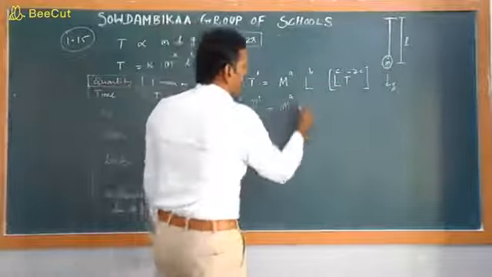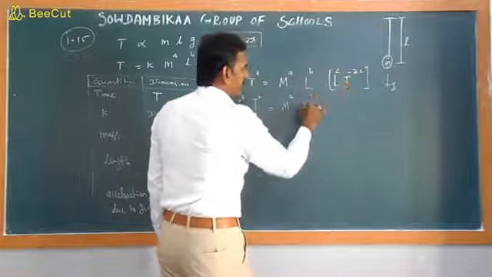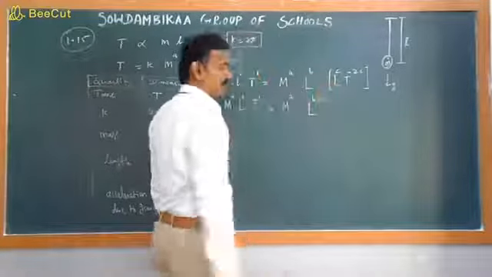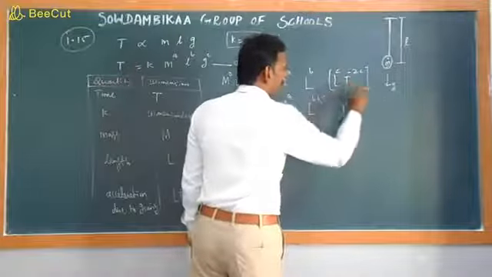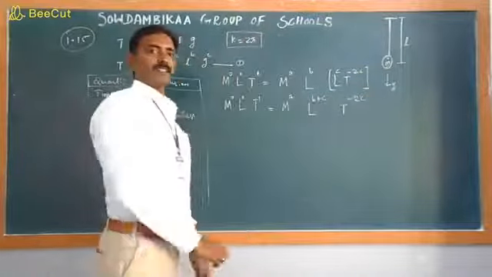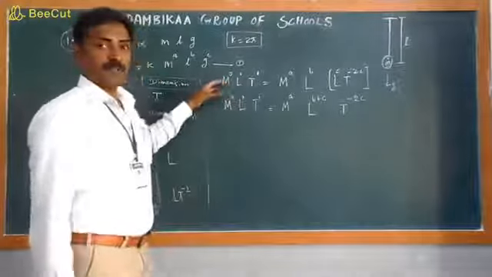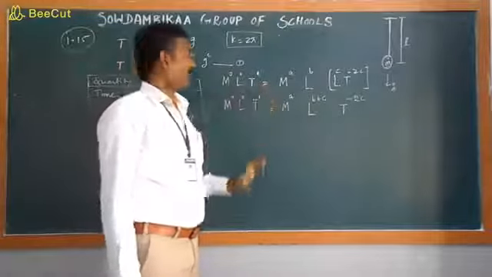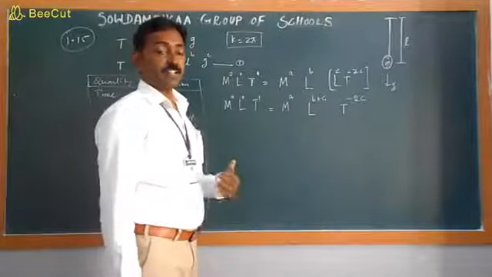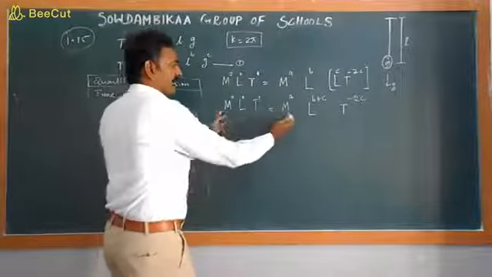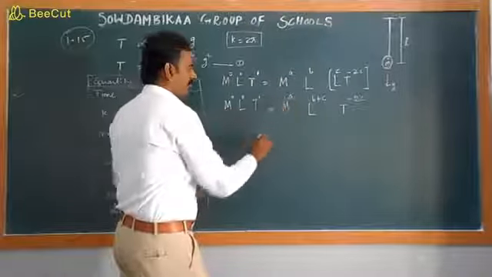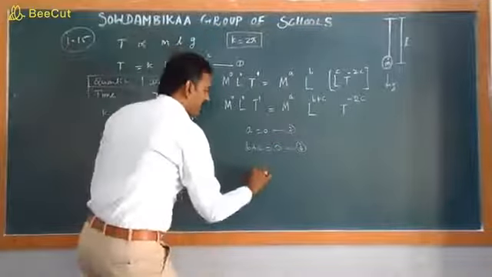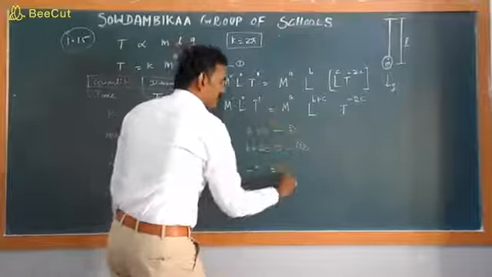Then M power a, L power b and L power c: at the time of multiplying, powers have to be added, so L power b plus c. Likewise, T power minus 2c. After substituting the dimensional formula for the given physical quantities, I am going to equate the powers on either side. So equating the powers, a is equal to 0, equation 2. Then b plus c is equal to 0, equation 3. Then minus 2c is equal to 1, equation number 4.